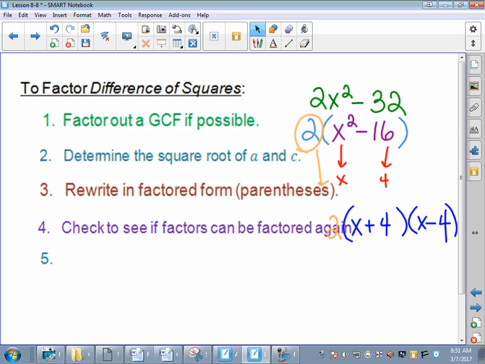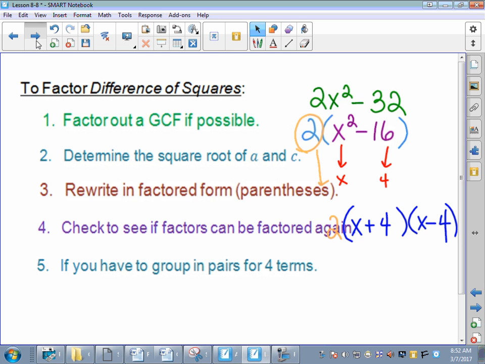Check to see if your factors can be factored again. Can I factor x plus 4? I automatically know since the exponent on the x is a 1, I cannot. Same with the x minus 4. The only time I can really factor is if I've got myself a second power or if I didn't take out a GCF at the beginning. And if you have to, if we've got 4 terms, group them up in pairs and then do our usual thing, do 2 separate GCF problems.